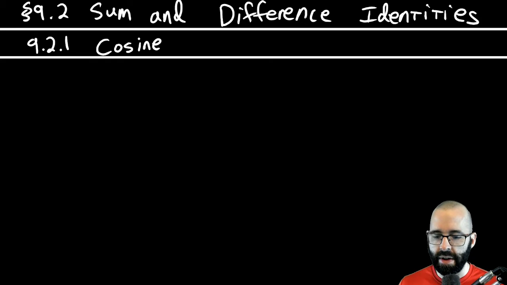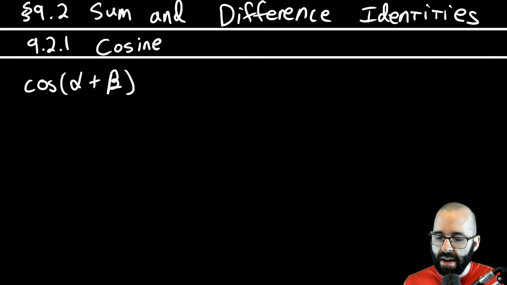We're going to start with the cosine sum and difference identities. And again, these are all found in your identity sheet. But you can write it down here as well if you would like. What you're going to get is that the cosine of some angle alpha plus a different angle beta.